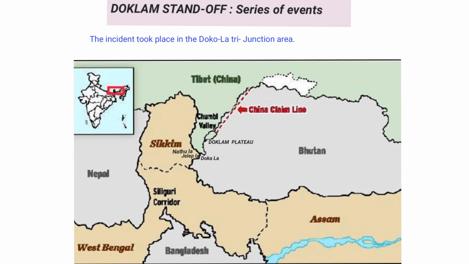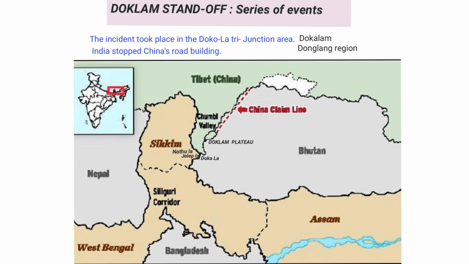The incident took place in the Doklam Tri-Junction area. So, this is the Doklam Tri-Junction between Sikkim in India, Tibet in China and Bhutan. So, this is the Tri-Junction between the borders of the three countries, the point where the borders of the three countries met. And here lies the Doklam Plateau. It is said that China is trying to build a road from Doklam Plateau till Doklam. Doklam is also known as Doklam in Bhutanese and Donglang region in Chinese.